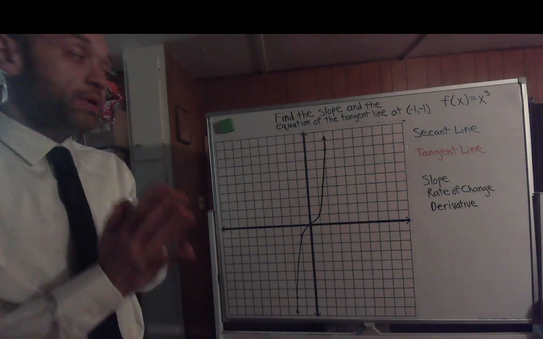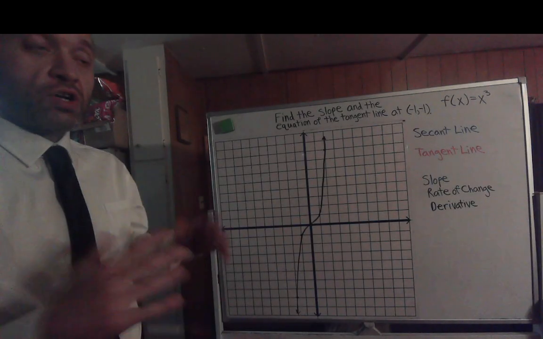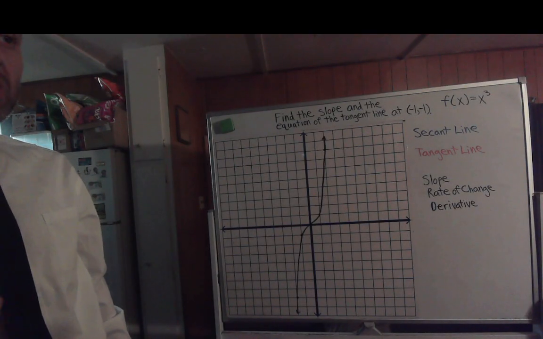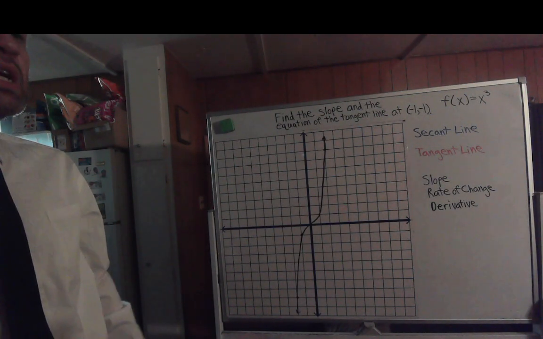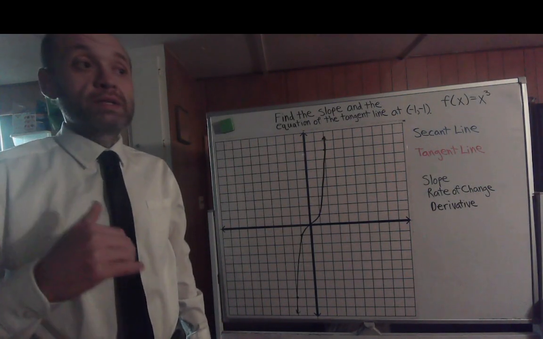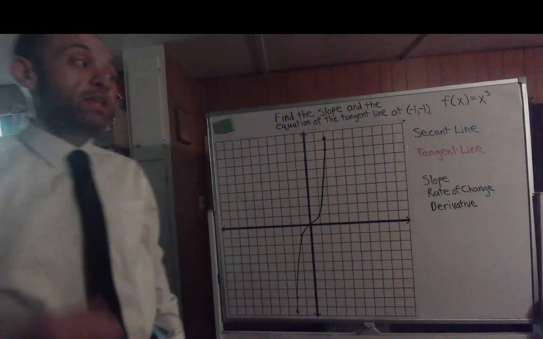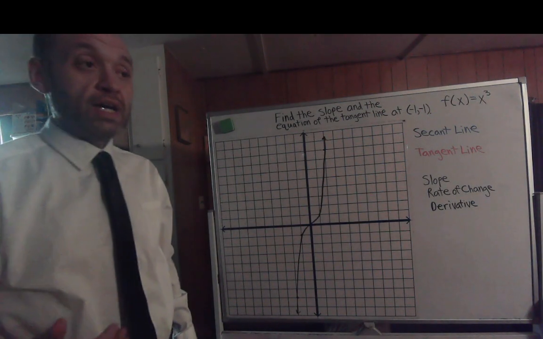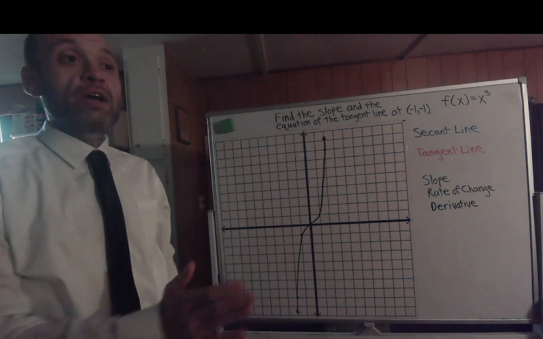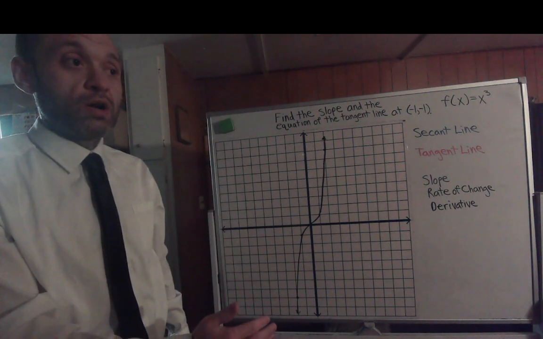So today we are going to talk about finding the slope of a curve at a point as well as the equation of a tangent line at that point. So up until now, all through algebra and all the way through pre-calc, you've been dealing with the slope of a line, which has a constant rate of change. No matter where you're at on a line, the slope is the same everywhere.